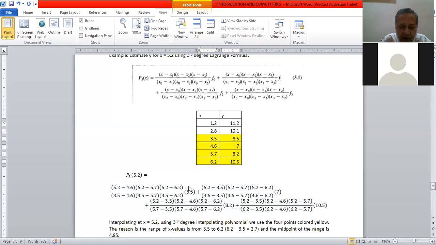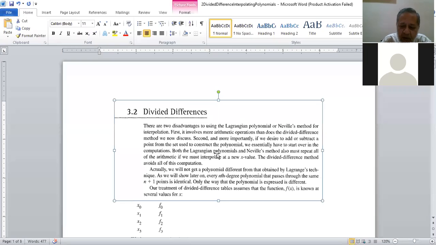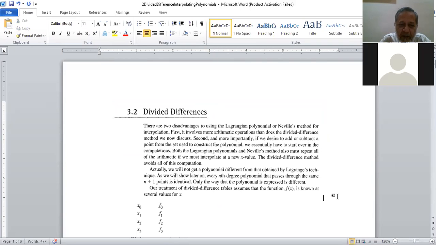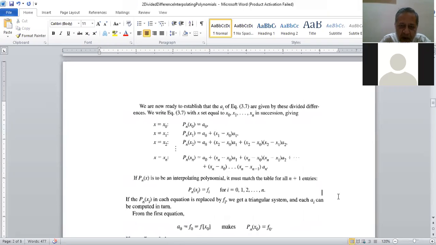So that was a revision of Lagrange, and let me go for the revision of next thing that we discussed, and that is divided difference interpolating polynomial. Where we first discussed what are divided differences.